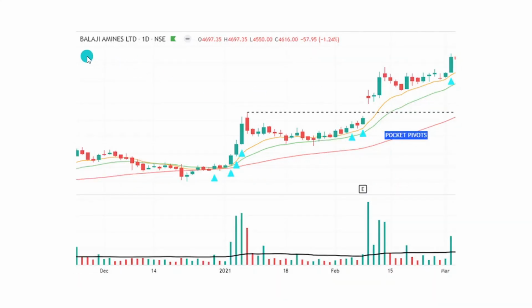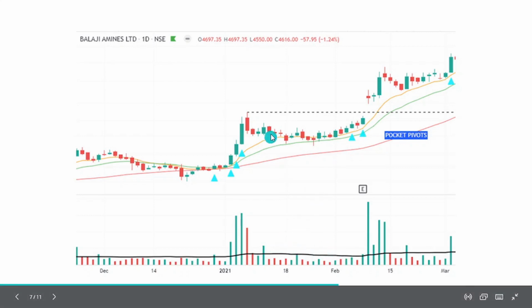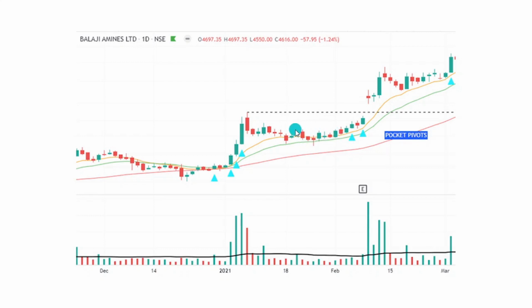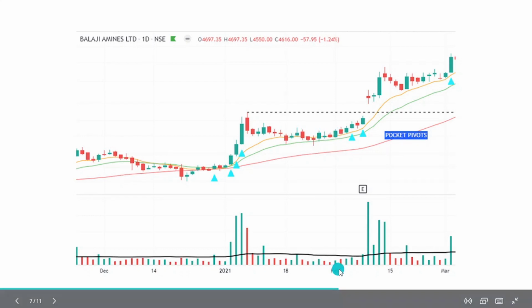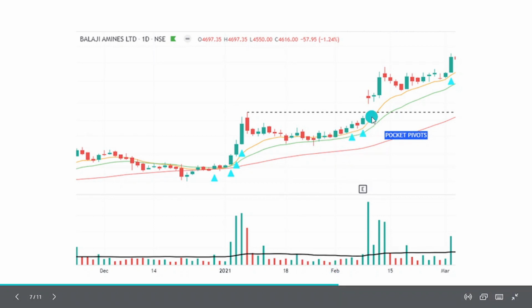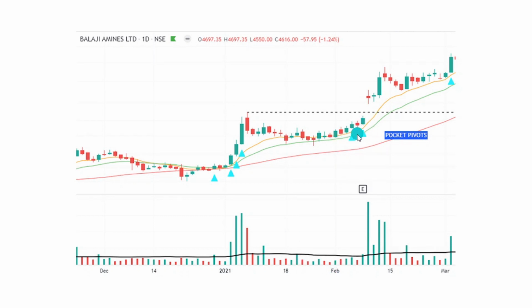The next example is Balaji Amines. So this is another stock which is in an uptrend. After a move up, this starts creating a base. The volumes start drying up. Towards the bottom of the base, when it's carving out a bottom, you see that the price action is getting tighter and tighter. The volume is really drying up. And towards the right-hand side of the base, you now see pocket pivots, right? And immediately the day after the results were announced, the earnings were announced, there was a gap up, and the stock has not looked back ever since and has kept going.